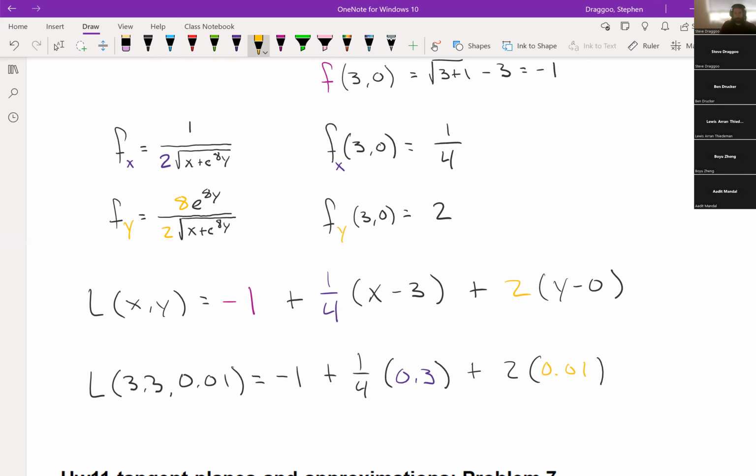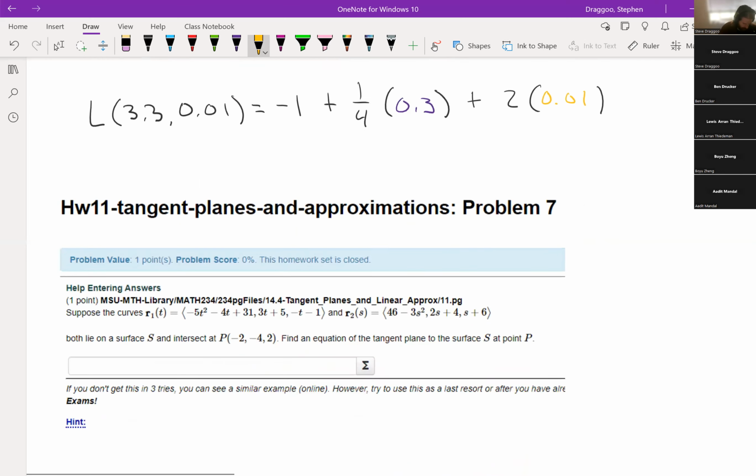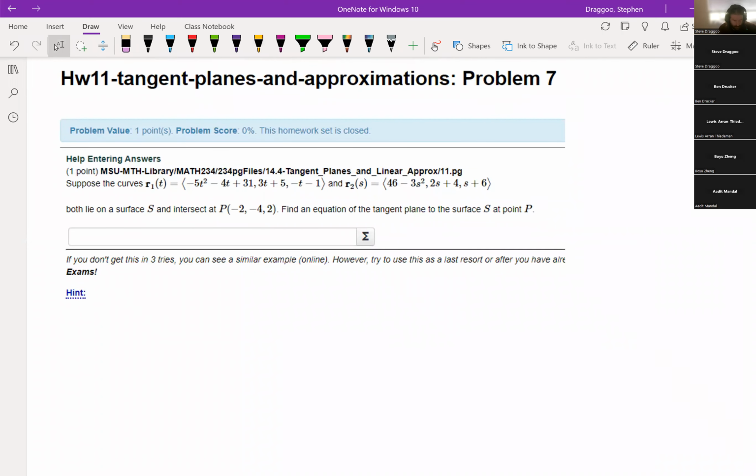All right. Continuing in the realm of tangent planes, let's look at another one. I'm going to take two parametric curves, r1 and r2, and say that they both lie on some surface S, and they intersect at the point given, -2, -4, 2. We want to find an equation of the tangent plane to the surface S at point P. I don't really care what that surface looks like, but it's some curved 2D surface out in space. I've got two curved lines on that surface, and they're going to intersect somewhere. My goal is to find the equation of a tangent plane.